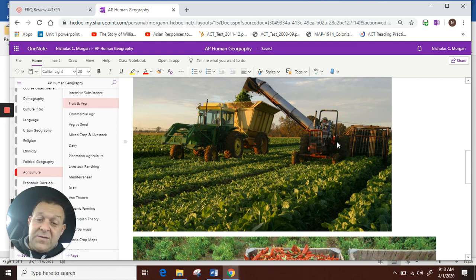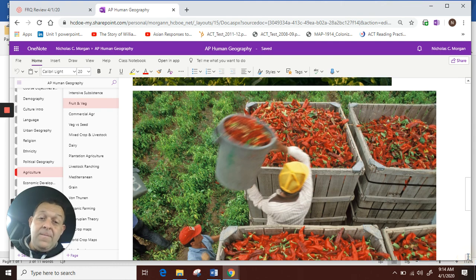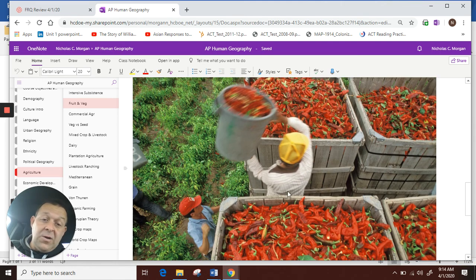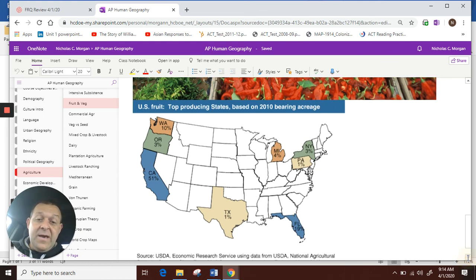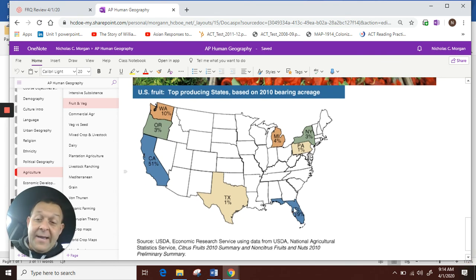Lettuce can possibly be harvested in a way, or types of greens can be through equipment, but tomatoes can't be. Peppers can't be necessarily. It's going to take manual labor for that. Top fruit and vegetable producing states in the U.S. All right, look at it. You should know California, Washington, Oregon, Mediterranean climate. But then look, New York, Michigan, Pennsylvania, Florida, Texas.